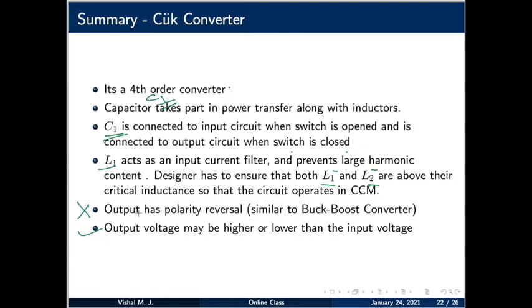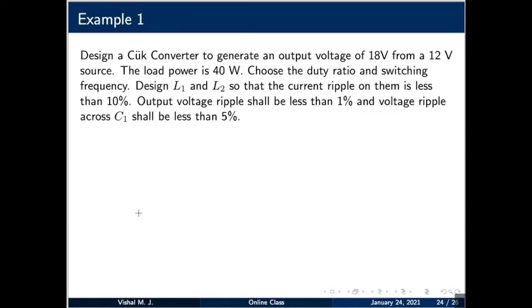To make it familiar, we will do a new design numerical so that the design of the Cuk converter becomes familiar to you. So, this is an example. You are asked to design a Cuk converter to generate an output voltage of 18 volt from a 12 volt source. That is, your required output voltage is 18 and 12 is the input battery. The power of the load is given as 40 watts.